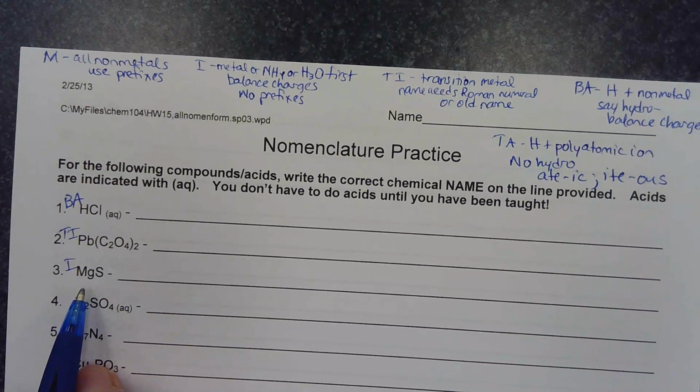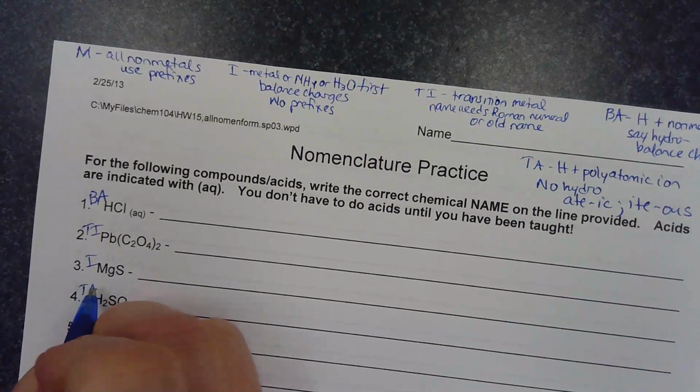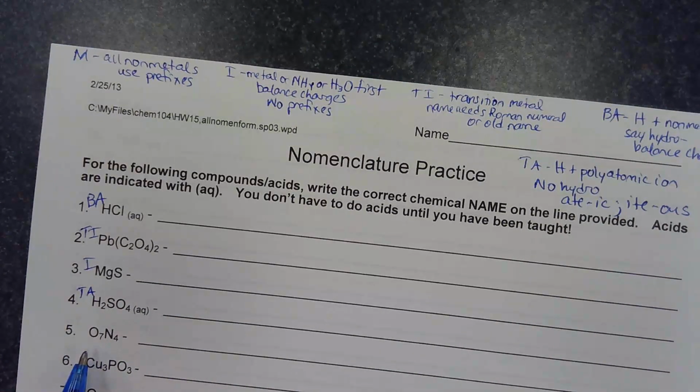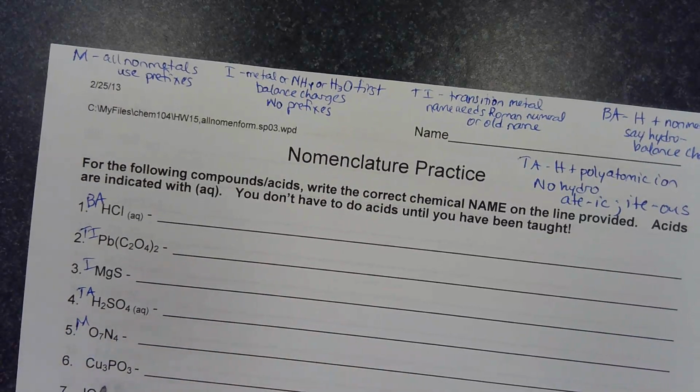Mg is what? Straight up metal. Is it a transition metal? No, so it's just straight up ionic. H2SO4 AQ. Immediately, AQ says acid. Is it a binary or a tertiary? Tertiary, because it has that polyatomic ion. O. Doesn't matter anything else. What's O? Non-metal, right? So it's a molecular. Cu.